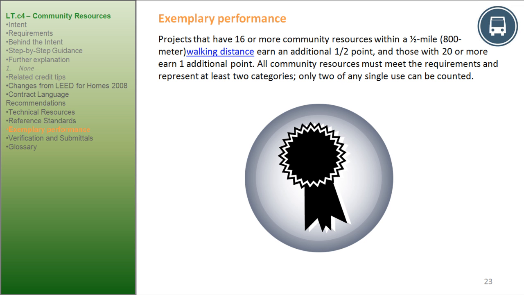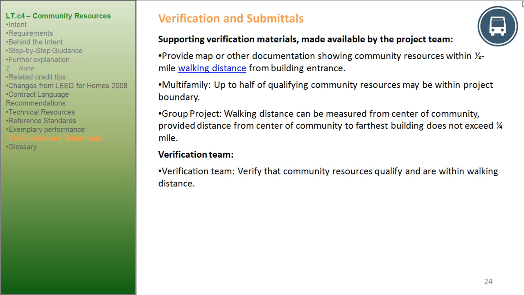Exemplary performance, projects that have 16 or more community resources within a 1/2 mile or 800-meter walking distance earn an additional 1/2 point, and those with 20 or more earn 1 additional point. All community resources must meet the requirements and represent at least 2 categories. Only 2 of any single use can be counted.